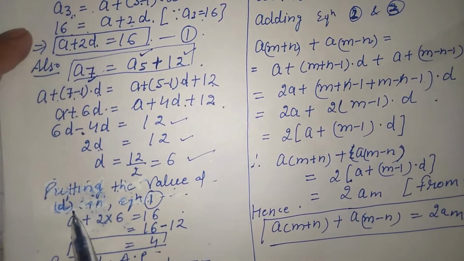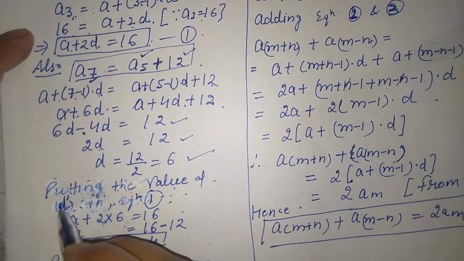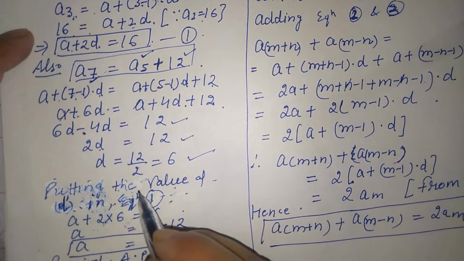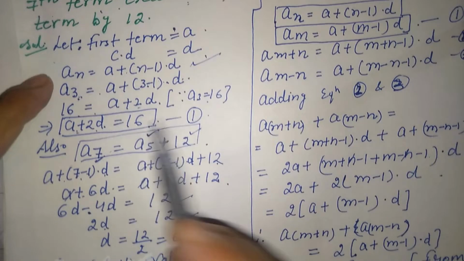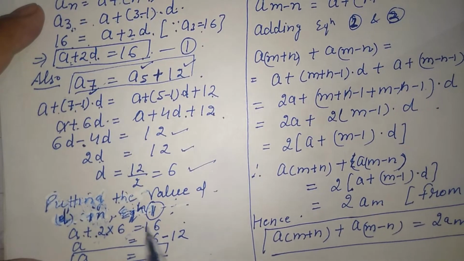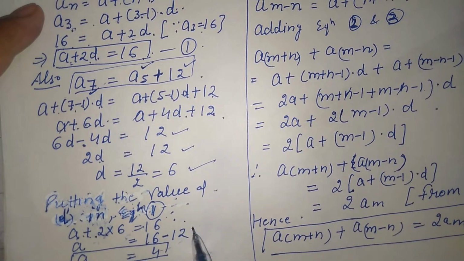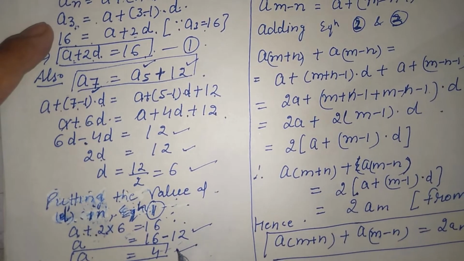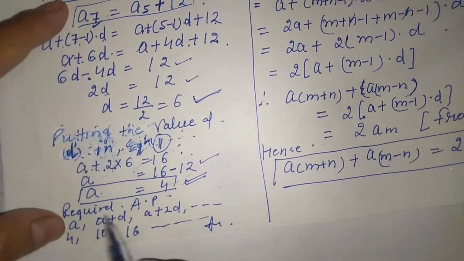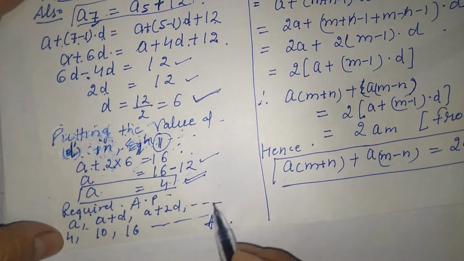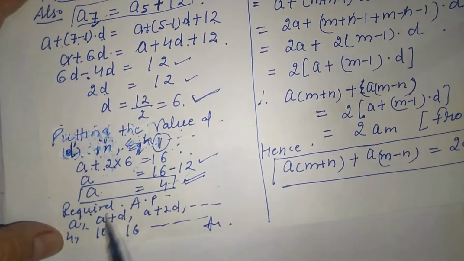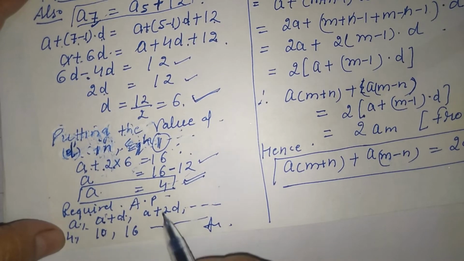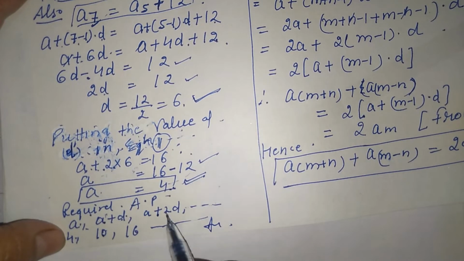Now putting the value of d in equation 1. The first equation is a plus 2d is equal to 16. So a plus 2 into 6 is equal to 16. a is equal to 16 minus 12. a is equal to 4. So we have a as well as d. We know how we can write the AP: a, a plus d, a plus 2d and so on. So a is equal to 4 and d is equal to 6. The next term will be 4 plus 6, that is 10. The third term becomes 4 plus 2 into 6, that is 12 plus 4, is equal to 16.